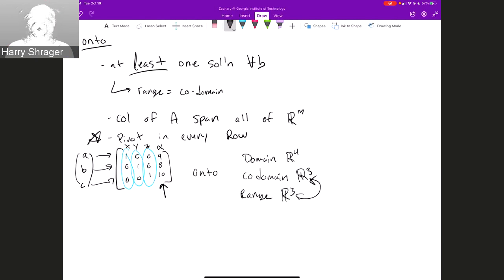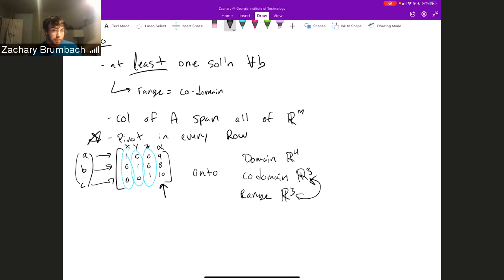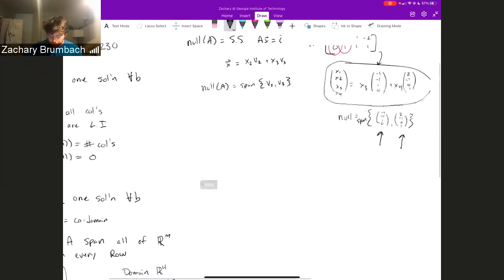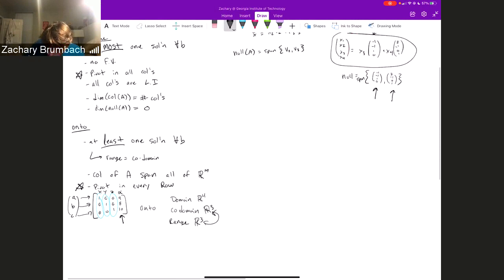And what about for one-to-one? For one-to-one, that's not necessarily true, because we could have a tall matrix, right? We could have something that looks like 1, 0, 0, 0, 1, 0. We have 2 linearly independent vectors. We have a pivot in each column, but not in every row. So we can't get a B like 0, 0, 1. There's no input X, Y to get us to this B. There's no solution there.